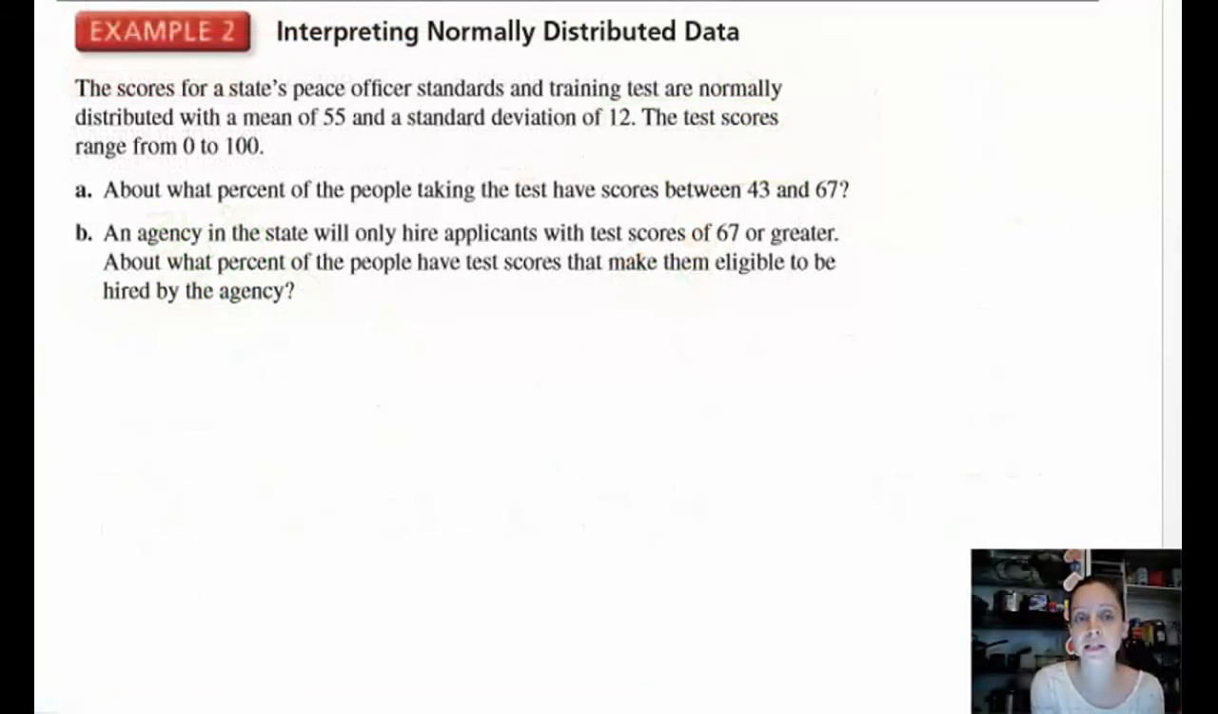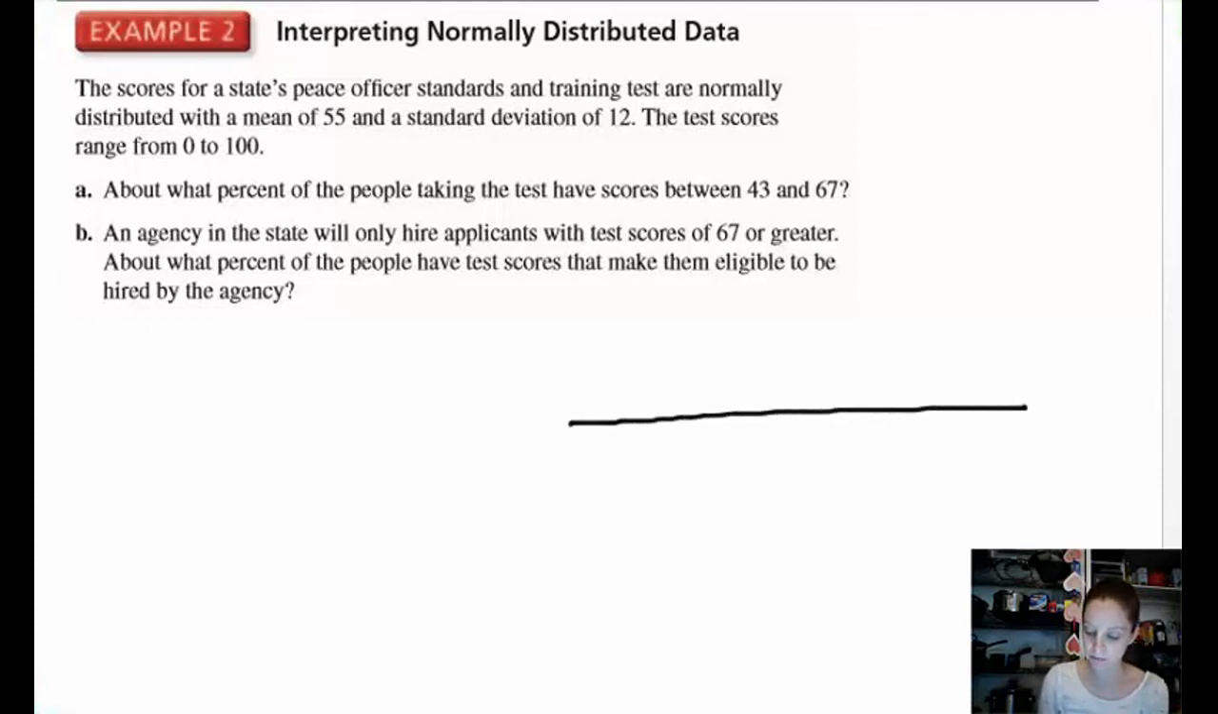The scores for a state's peace officer standards and training tests are normally distributed with a mean of 55 and a standard deviation of 12. The test scores range from 0 to 100. About what percent of the people taking the test have scores between 43 and 67?